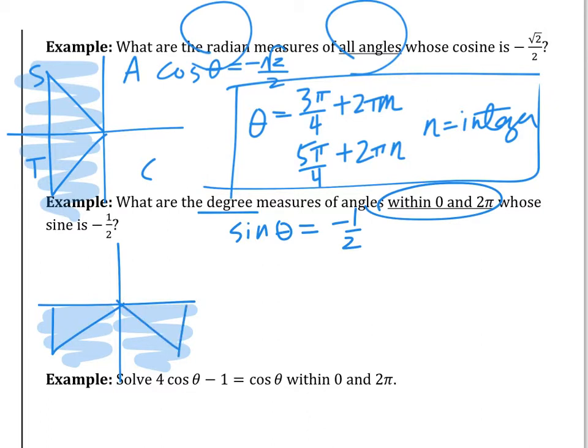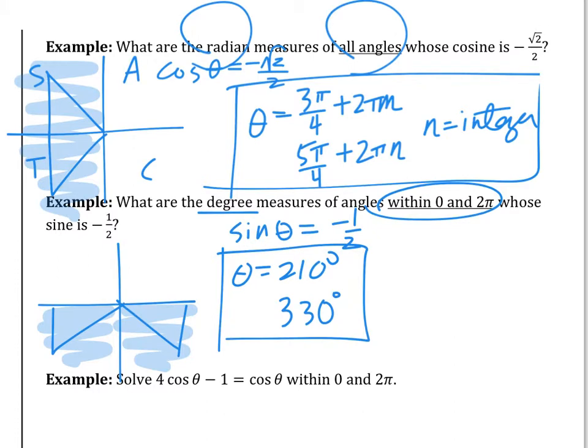All right. Think about it. Which two angles make the y direction negative 1/2? 5 seconds. But in degrees. 210? And not 340, there's no 340. Very close. Yeah, 330. And they want from 0 to 2 pi, so that's it.